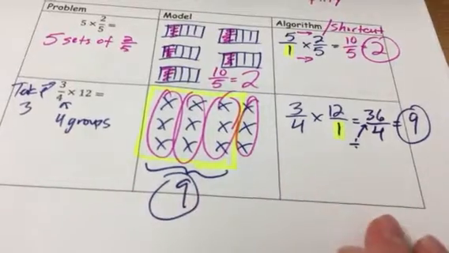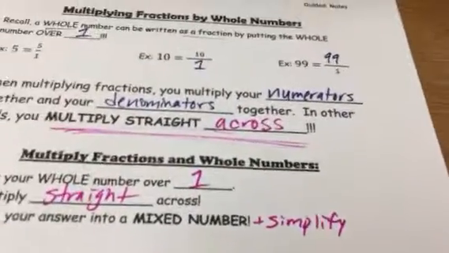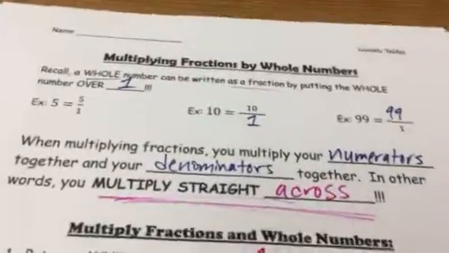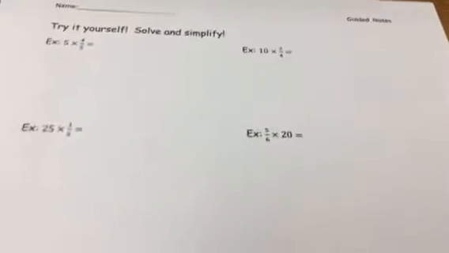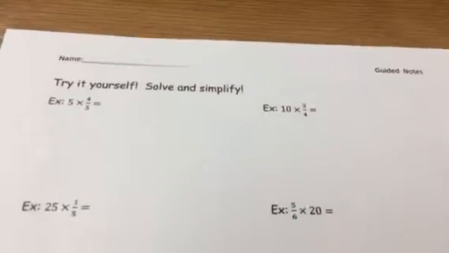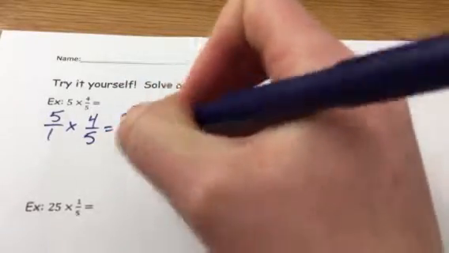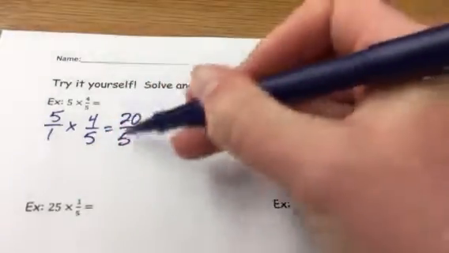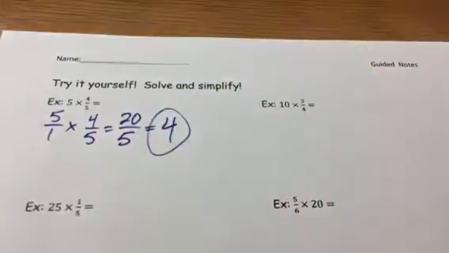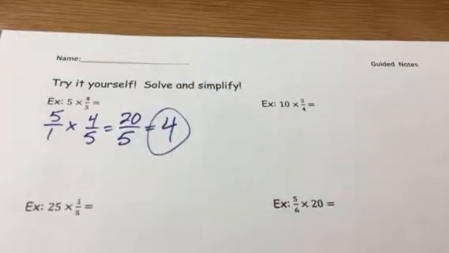So let's go ahead and take a look at a few more examples and just start cranking through them without the use of models. So I have 5 times 4/5. Well, that's equivalent to 5 over 1 times 4/5. That gives me 20/5. That's improper. I need to turn that into a mixed number. 5 goes into 20 4 whole times, and there's nothing left over.